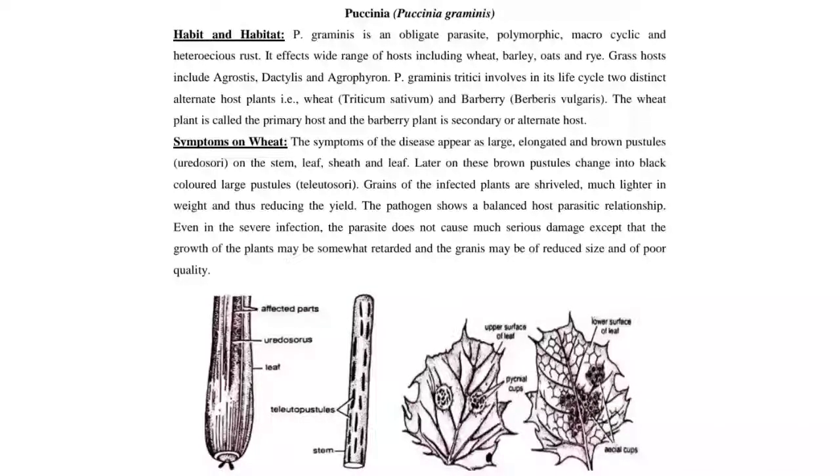The pathogen shows a balanced host-parasite relationship. Even in severe infection, the parasite does not cause much serious damage, except that the growth of the plants may be somewhat retarded and the grains may be of reduced size and of poor quality.